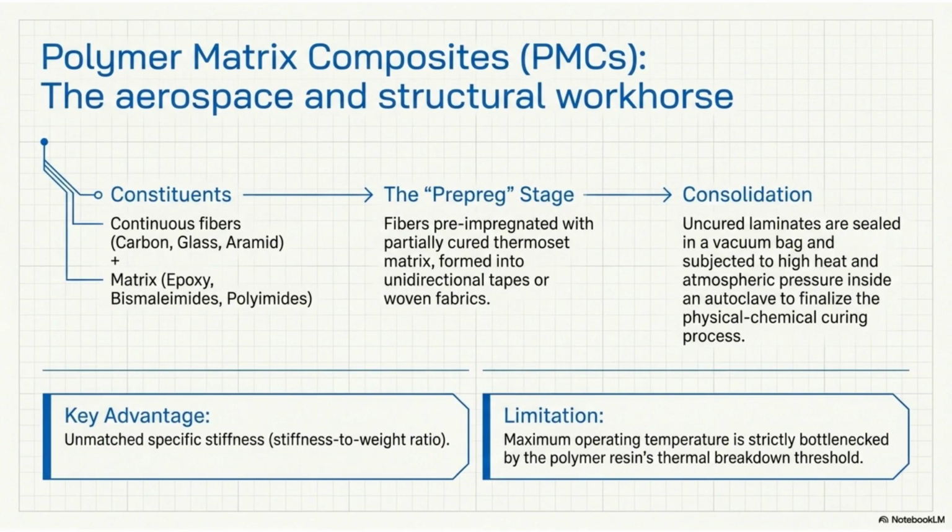Polymer matrix composites, or PMCs, are the aerospace and structural workhorse. They offer unmatched specific stiffness. However, their maximum operating temperature is limited by the polymer resin's thermal breakdown threshold.